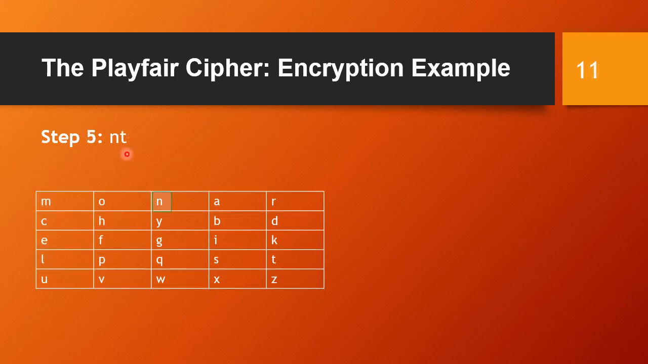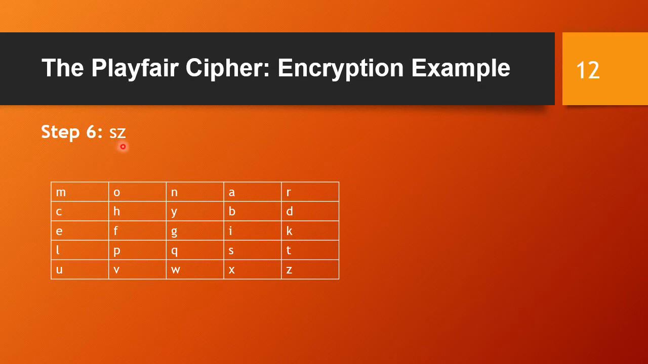Moving to the fifth pair NT, we can notice that a rectangular shape is formed. So each letter is substituted by the one that's on the other side of the rectangle. So N becomes R and T becomes Q. So the pair NT becomes RQ.